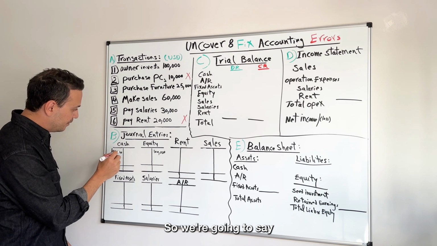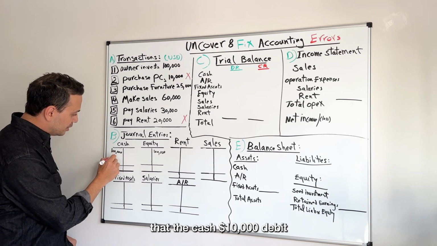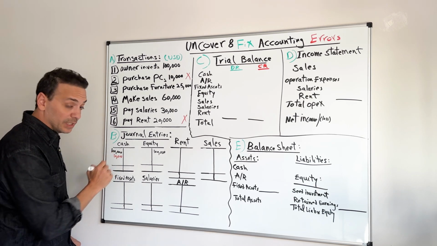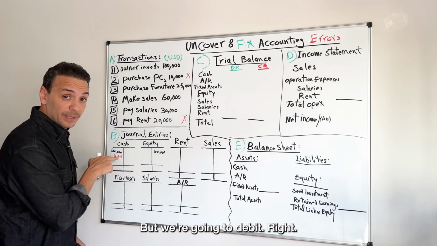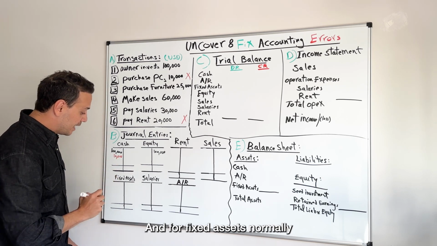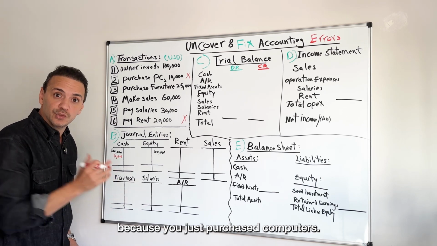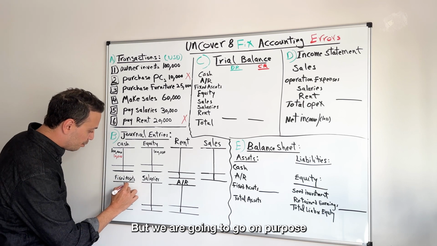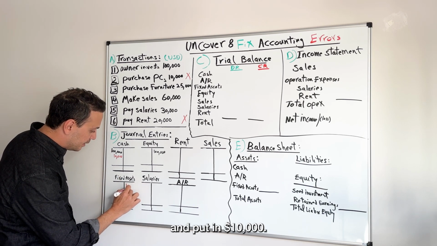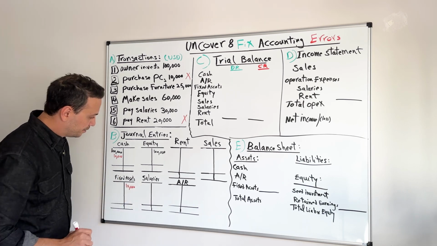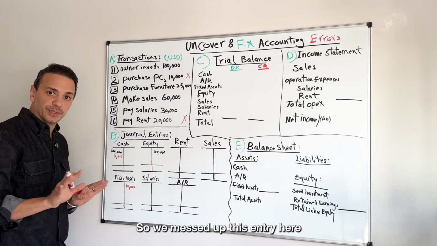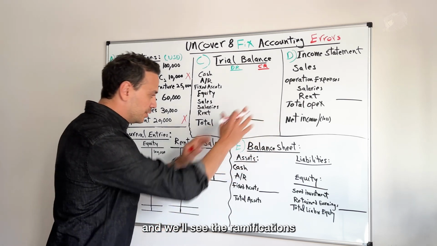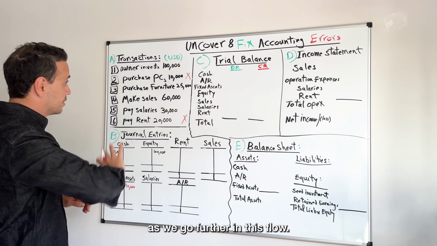So we're going to say that the cash, $10,000 debit, even though that should be a credit, but we're going to debit it, right? And for fixed assets, normally you would debit it because you just purchased computers, but we are going to go on purpose and put in $10,000. Okay, so we messed up this entry here and we'll see the ramifications as we go further in this flow.